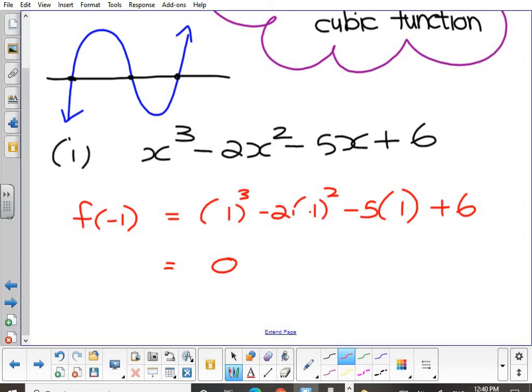So I didn't know that. If I get 0, that is a factor, but now be careful. And that should be 1, correct? I put in minus 1. That should be 1.